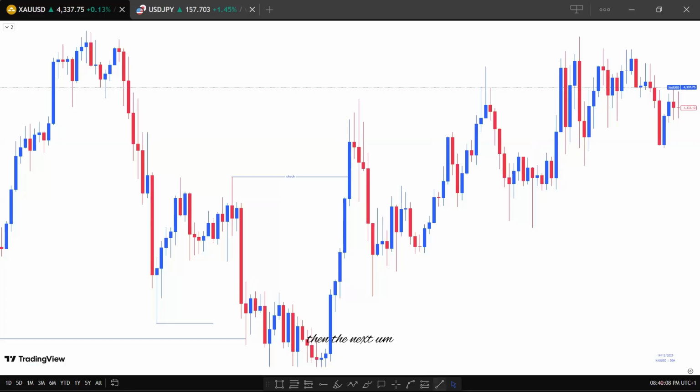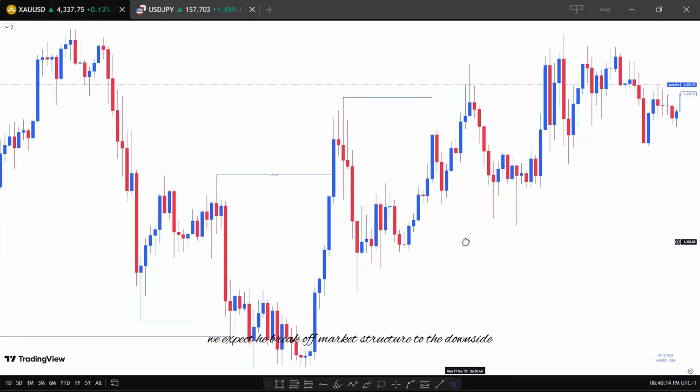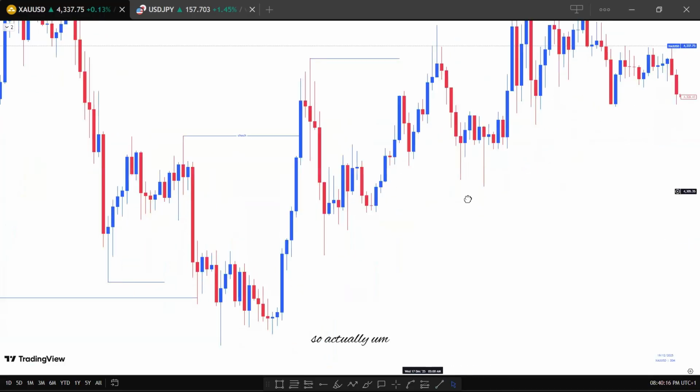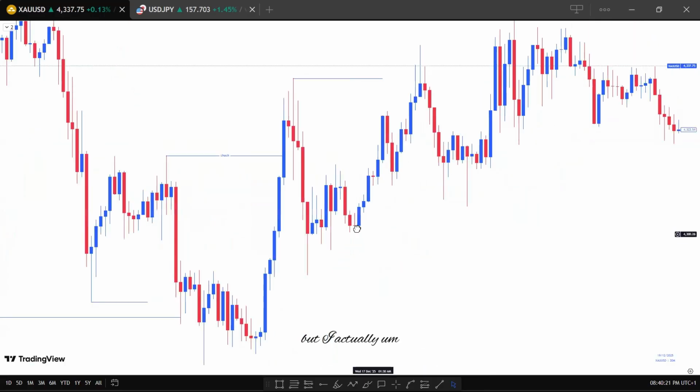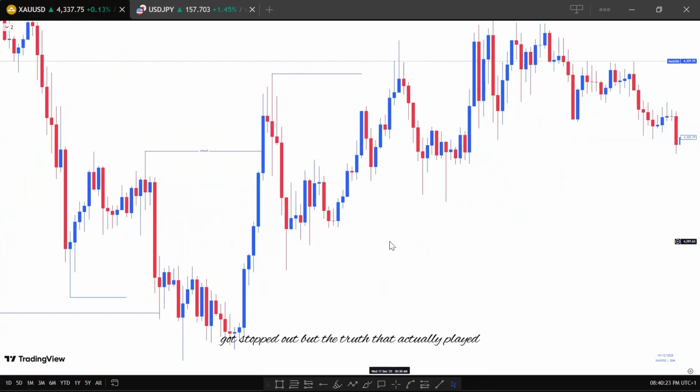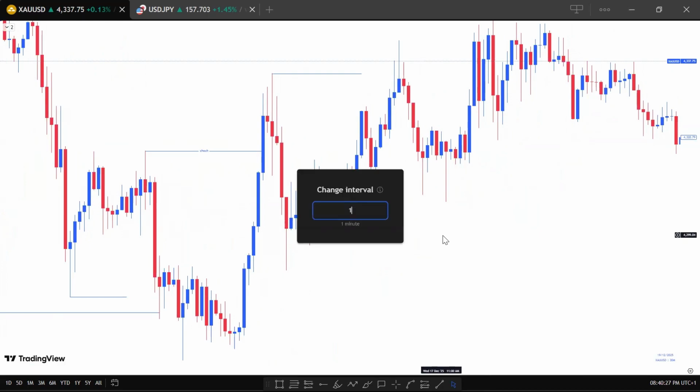Then the next target should be at this one, because after a change of character, we expect a break of market structure to the downside. So I actually caught a trade from this, but I got stopped out. But the trade actually played out on futures though.